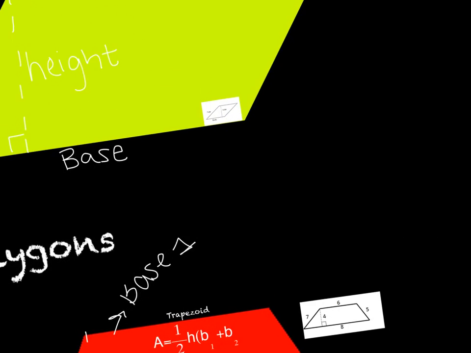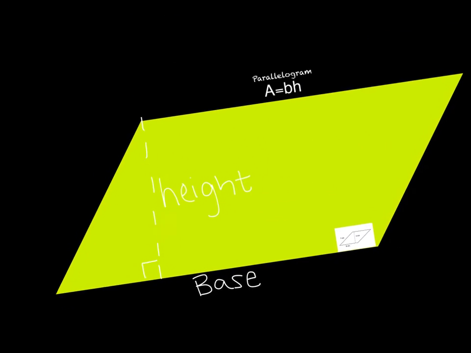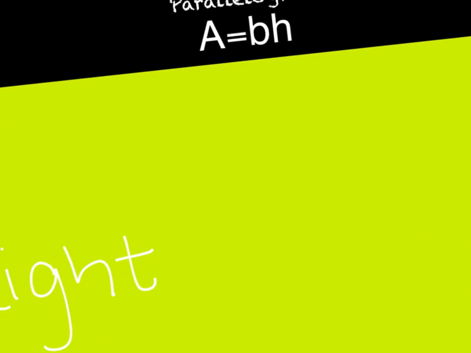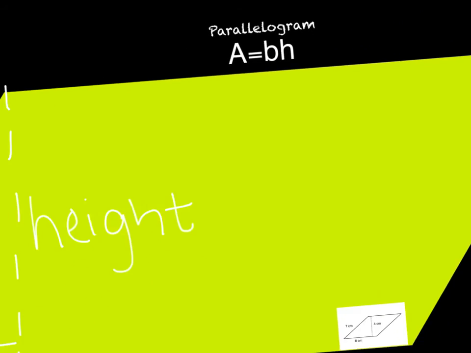Now our next figure looks similar to the rectangle. It's just a little bit shifted. And this figure is called our parallelogram. Now the area for a parallelogram is the base times the height.